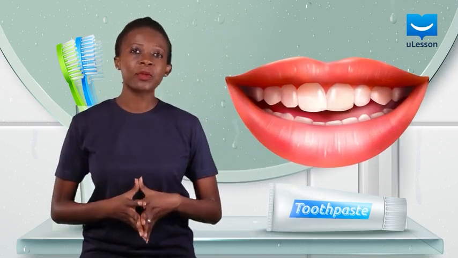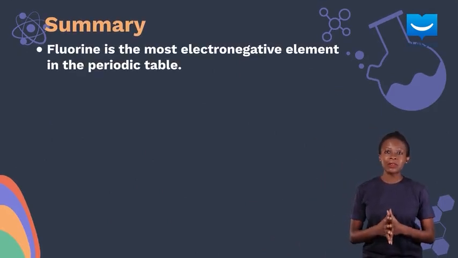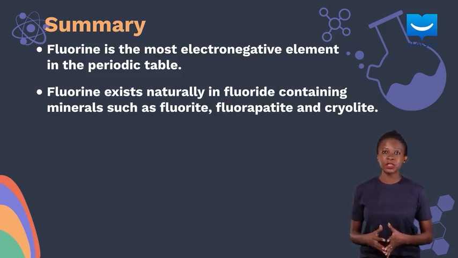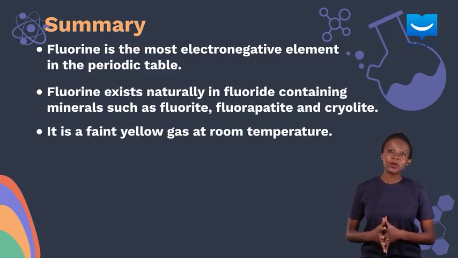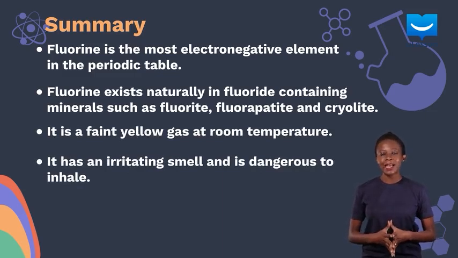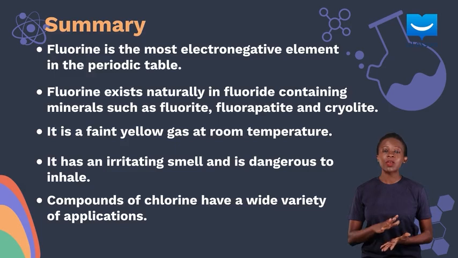Here's a summary of what we have discussed so far. Fluorine is the most electronegative element in the periodic table. Fluorine exists naturally in fluoride-containing minerals such as fluorite, fluorapatite, and cryolite. It is a faint yellow gas at room temperature. It has an irritating smell and is dangerous to inhale. Compounds of fluorine have a wide variety of applications.